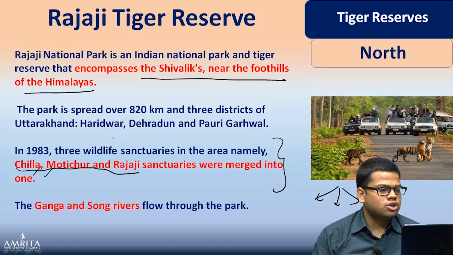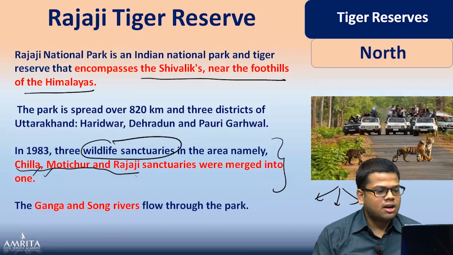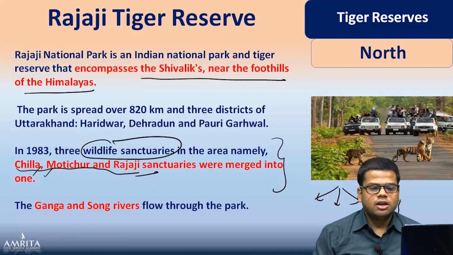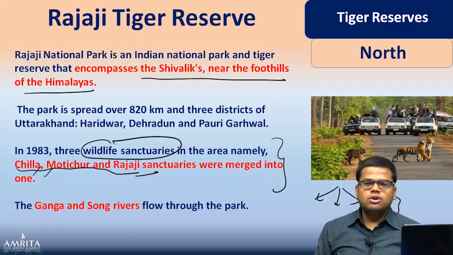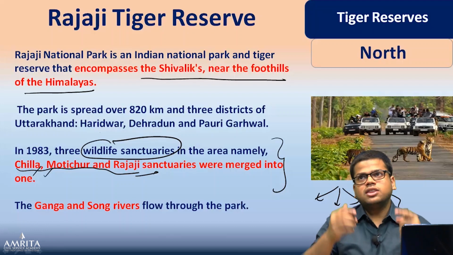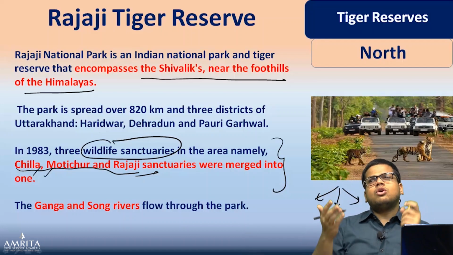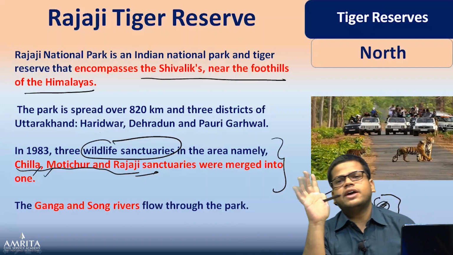For example, Chilla and Motichur, these wildlife sanctuaries are part of Rajaji. So a question can be asked in the Uttarakhand state, where they will give the name of some wildlife sanctuary and ask you to identify it. What UPSC basically wants is that students should know at least that the 50 tiger reserves are manageable.